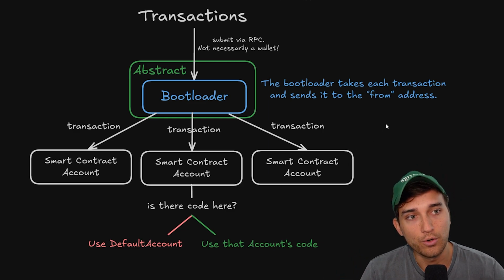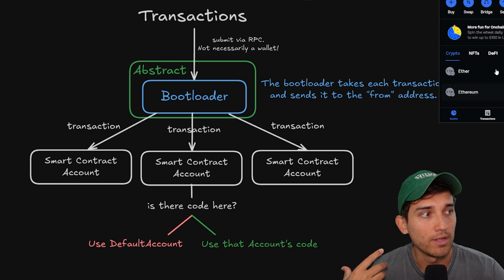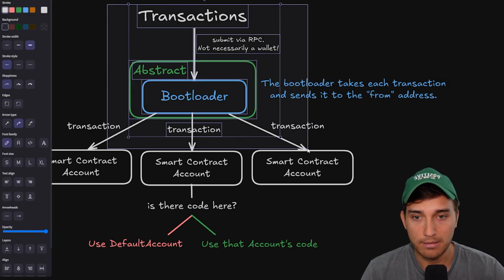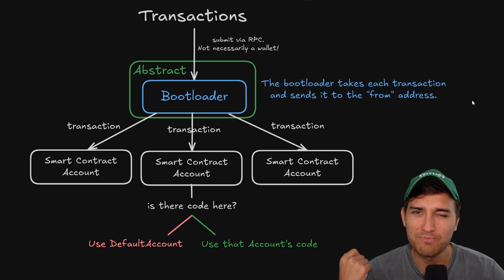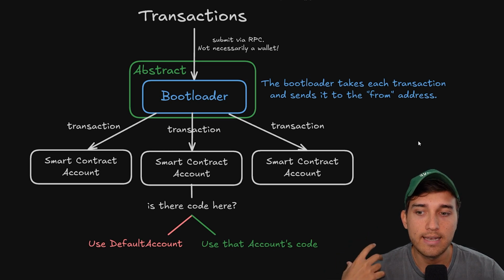So let's go through one flow here. I used my Coinbase wallet here in the top right. I submitted a transaction to Abstract. It comes into the bootloader. Why does it send it back to my account? That doesn't really make sense. So why does the bootloader take the transaction and send it to the address that I just submitted it from?